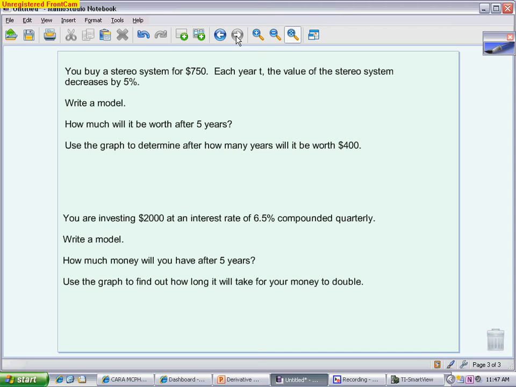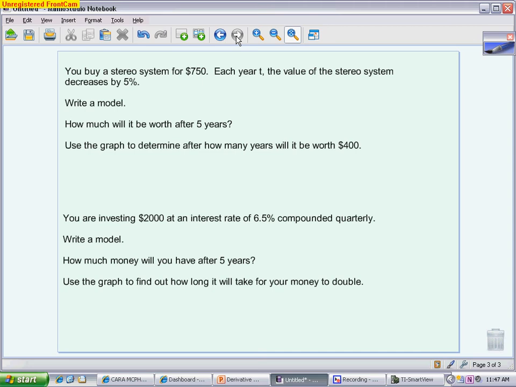So I have two separate problems. I decided to do one that's growing and one that's decaying, showing you kind of two different types of problems that we would have done in class. So the first one's talking about buying a stereo system for $750, and each year the value of the stereo system is decreasing. Another word that you might see is depreciating, the idea that it's losing value.